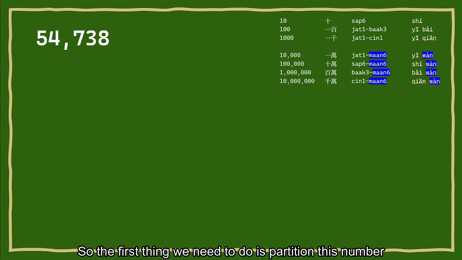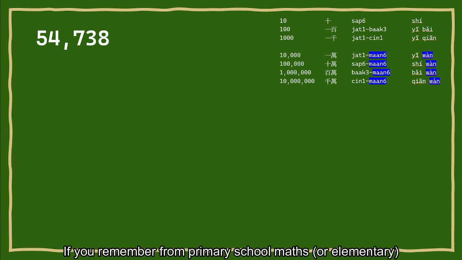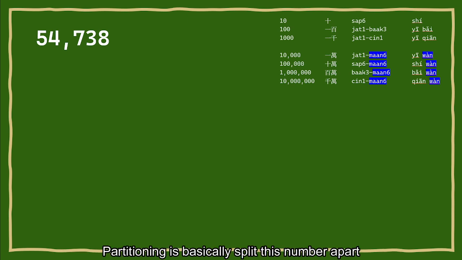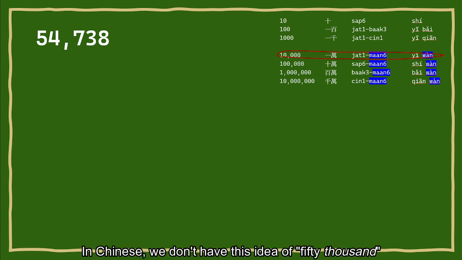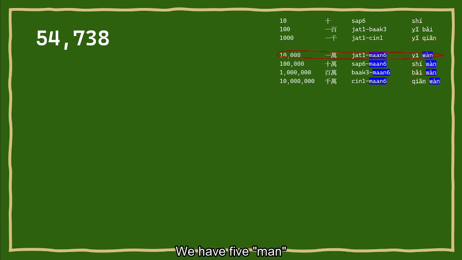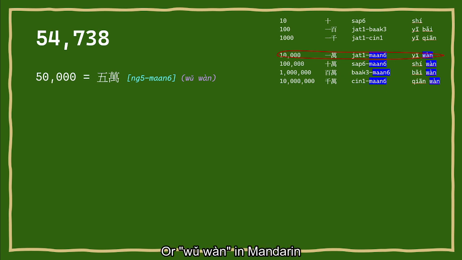The first thing we need to do is partition this number. If you remember from primary school maths, partitioning is basically splitting the number apart. First of all, we've got 50,000. How do we say 50,000? We say 5 plus the word for man, because in Chinese we don't have this idea of 50,000. We have 5 man.